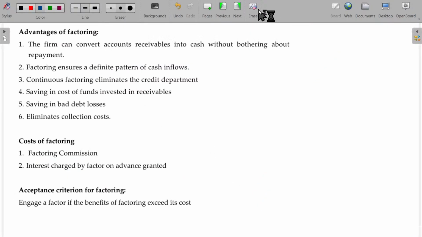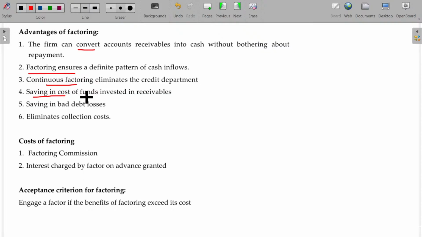The main advantages of factoring: the firm can convert accounts receivable into cash. Immediately they have the cash, rather than it remaining as an asset, accounts receivable, in the balance sheet. Factoring ensures a definite pattern of cash flow. You will be regularly getting the cash. Once the sale is made, immediately 90% or 80% of the amount you get in advance. And continuous factoring eliminates the credit department, so we don't need a credit department to administer whether we need to collect the money when due.